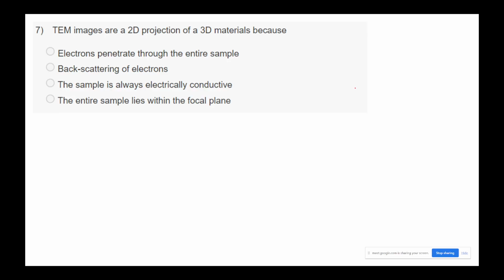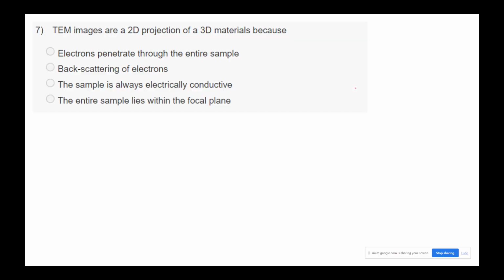Now, the TEM images are the 2D projection of a 3D material. Why? Because the entire sample lies within the focal plane. You have seen that the electron source will come, you will have different kinds of apertures and lenses, and somewhere your material will be here. So the sample lies in the focal plane.